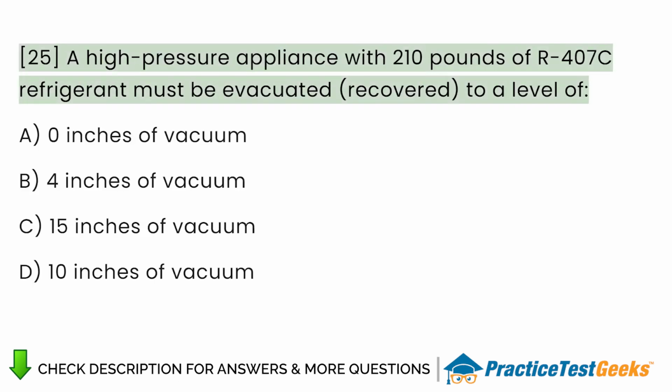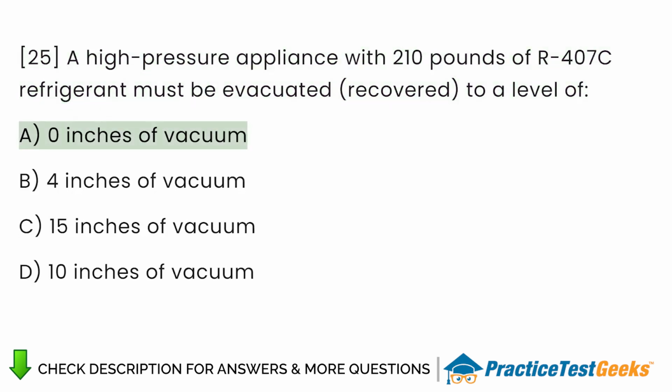A high-pressure appliance with 210 pounds of R407C refrigerant must be evacuated to a level of: A. 0 inches of vacuum. B. 4 inches of vacuum. C. 15 inches of vacuum. D. 10 inches of vacuum.